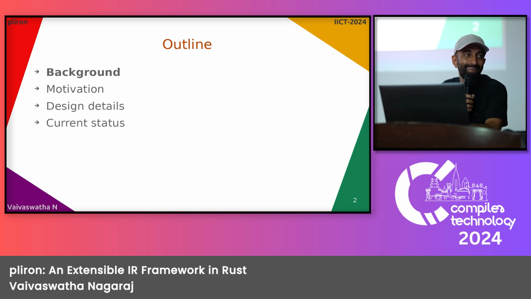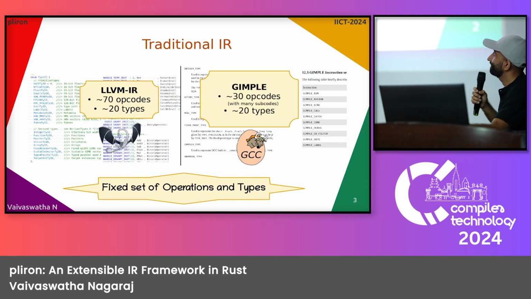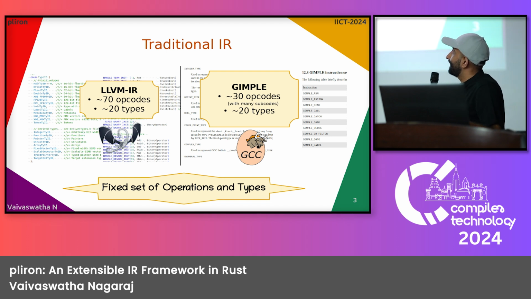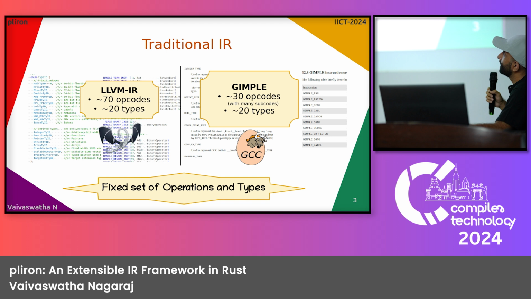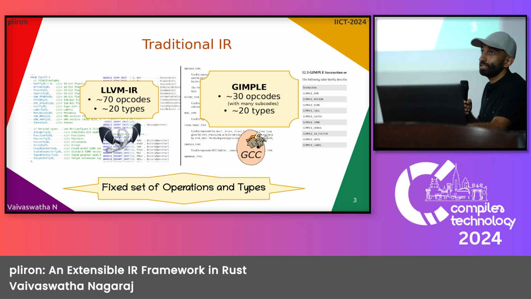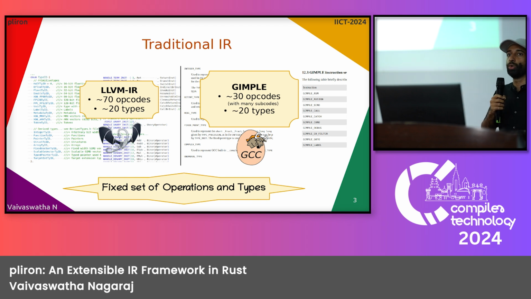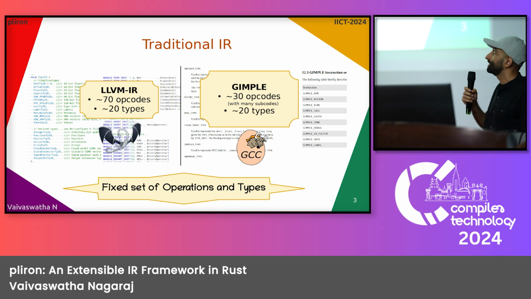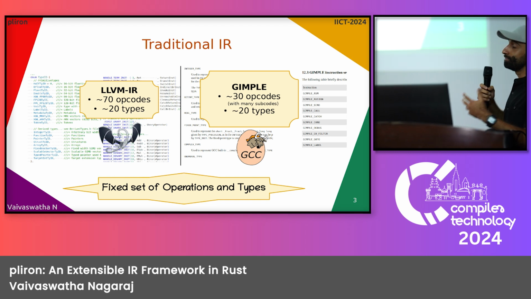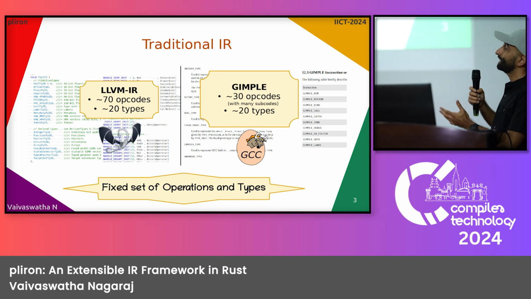Okay, so let's look at traditional IR like LLVM IR or Gimple. LLVM IR has about 70 opcodes, and Gimple has about 30 opcodes. And by opcode, what I mean is instructions such as load, store, or addition, subtraction, and so on. And what this means is that what can be represented in the IR is restricted to just these.